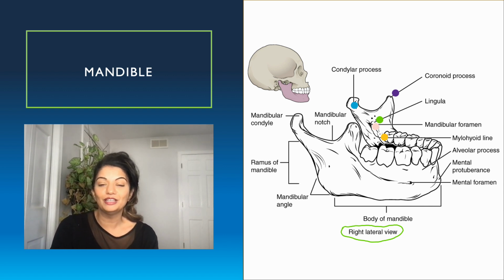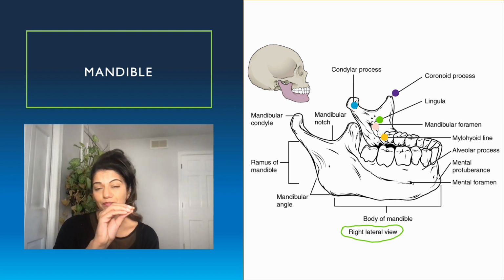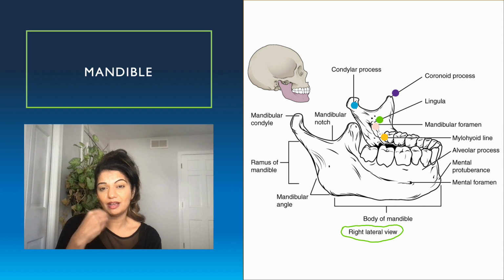Okay, then we've got the mylohyoid line, and that's a little bony ridge where some of the muscles of the floor of the oral cavity attach.